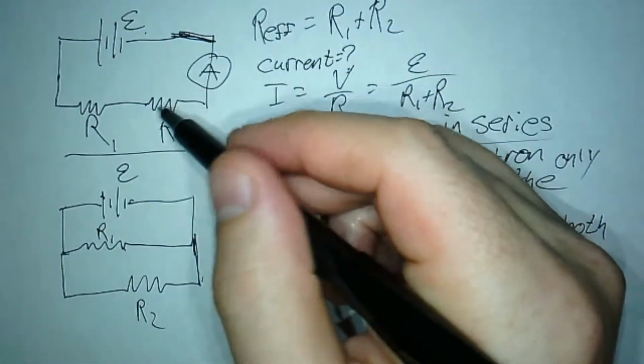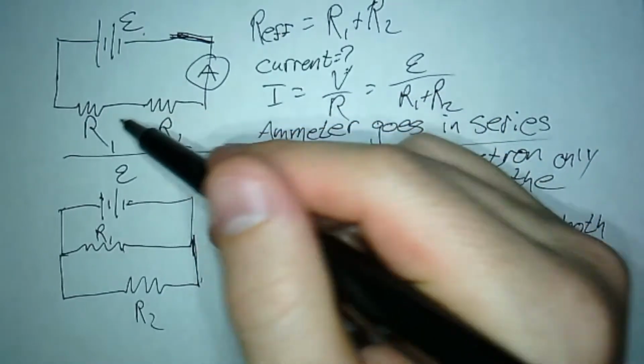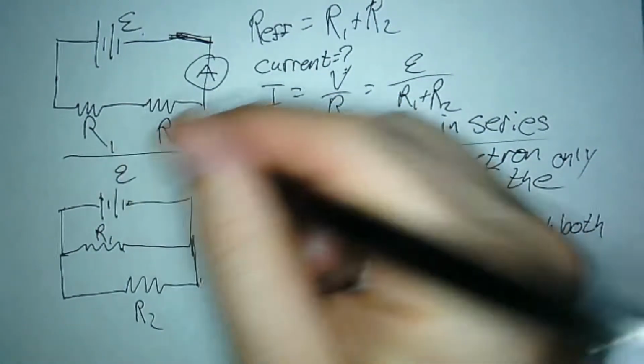So in our example up here, one thing we should probably ask ourselves is, what is the potential difference across each of these resistors, R1 and R2?